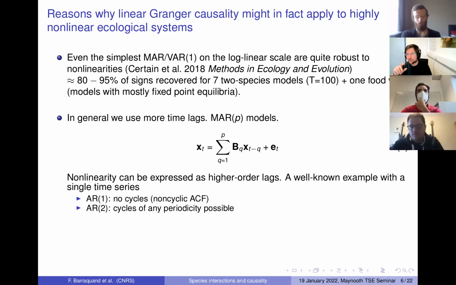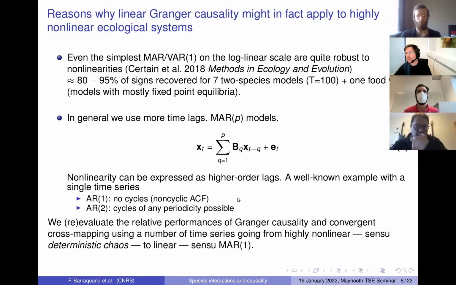And also you can tune the amplitude of a simple single species autoregressive model to match a little bit what you want. So of course this won't be perfect. It won't perhaps capture all aspects of the dynamics, but it will give a good first approximation. So the bottom line is there are many reasons why Granger causality might still work for highly nonlinear dynamical systems.